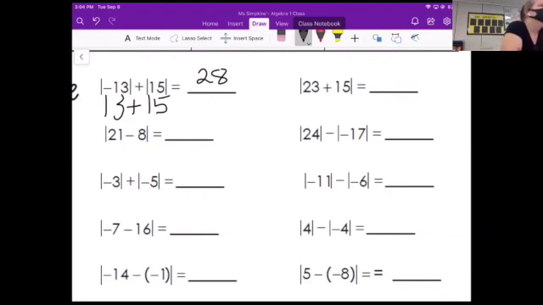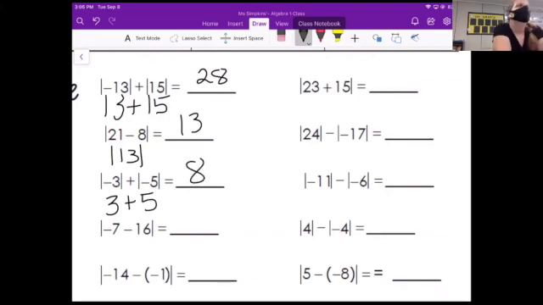So for the second one, we're actually gonna solve that first, and then we're gonna take the absolute value of the answer. So 21 minus 8 is 13, and then how far is 13 away from 0? That's not a trick question. 13. And the third one, since they're individual, we're gonna do them individually and then add. So negative 3 is 3 away from 0. Negative 5 is 5 away from 0. And if we add those, we would get 8.